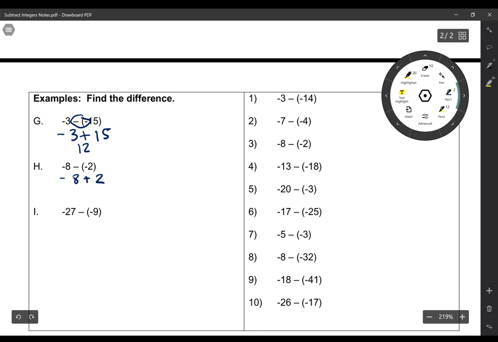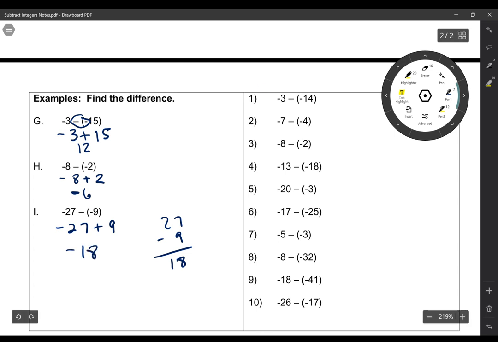Opposite signs, remember again, we're always subtracting. 8 minus 2 is 6. My negative number, -8, is going to outweigh my answer because 8's bigger than 2. And negative 27 plus 9. So 27 minus 9 would be an 18, and 27 is bigger than 9 again, so a negative 18.